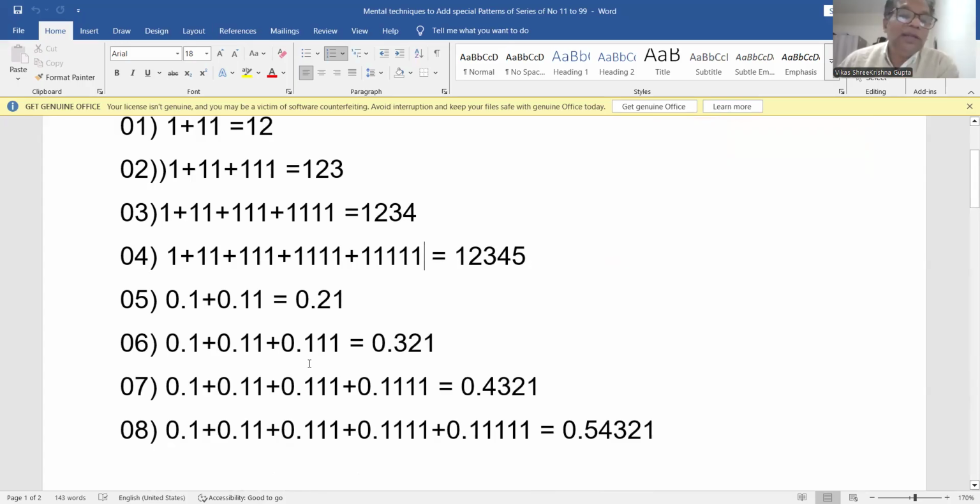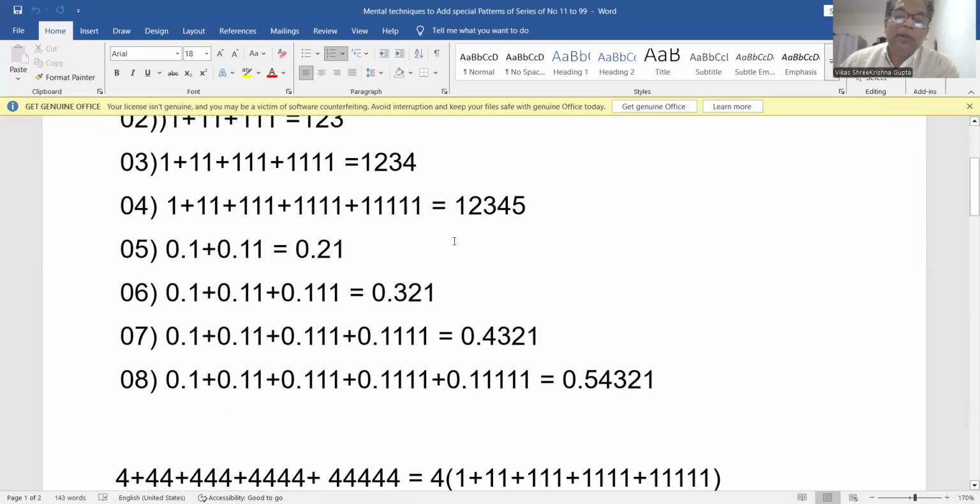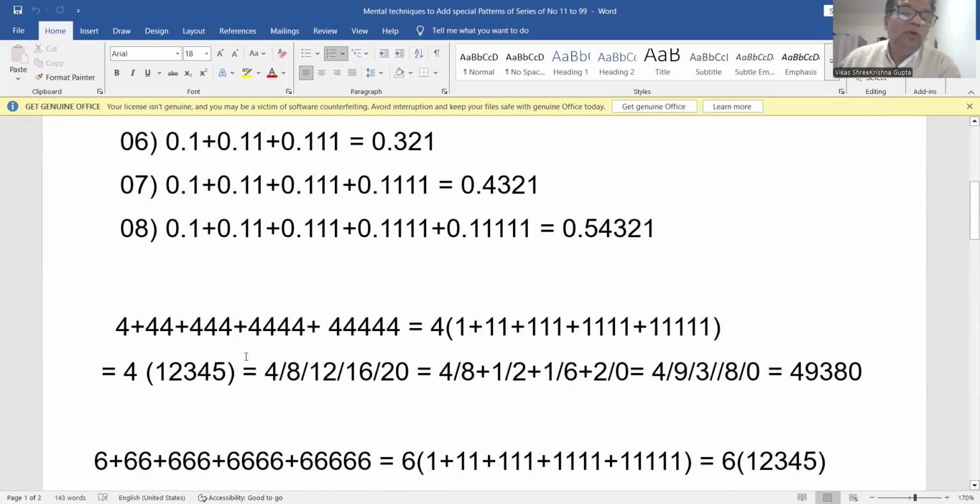In the same way, if I have to add 0.1 plus 0.11, I will get 0.21. If I add 0.1, 0.11, 0.111, I will get 0.321. Now it is a reverse way. It is a reverse way. Now 0.1, 0.11, 0.111, 0.1111, I get 0.4321. And if there are 5 ones, I get 0.54321, right? So if I add these numbers, 1, double 1, triple 1, I get 123, means starting from 1. If I start adding the 0.1 series, I get numbers from the reverse way, like 21, 321, 4321. So I will use both this concept for adding this number 4, double 4, triple 4.